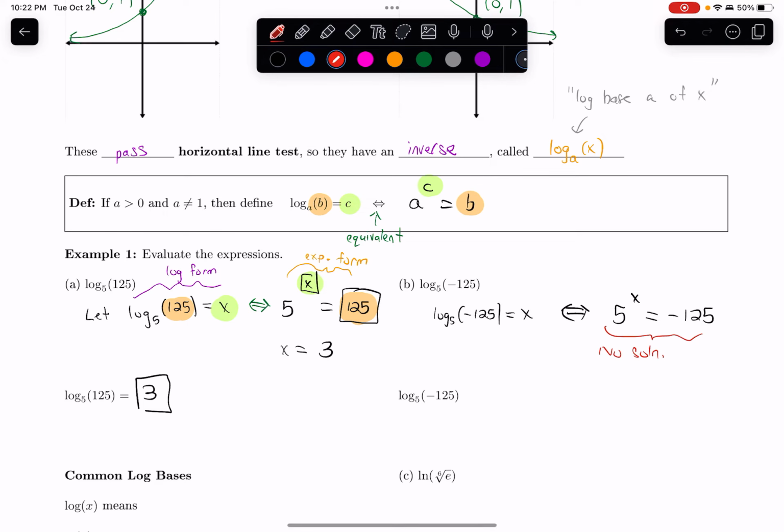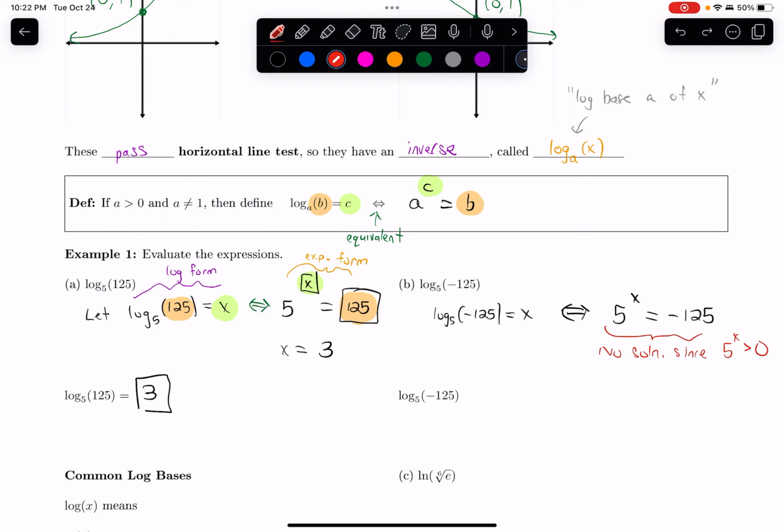It has no solution, since 5 to any power is always going to be positive. It's always going to be greater than 0. So there's no way it could be equal to a negative number. So we tried to figure out what exponent works to make 5 to that power equal negative 125, but we're not able to find a solution there.